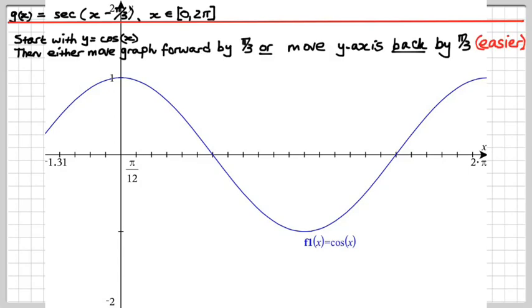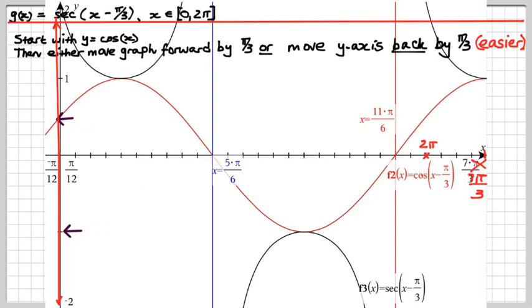Okay, so we either move the graph forward by pi on 3, which is an awful lot of trouble to do, rubbing out things and doing it all again, or we just move the y-axis back by pi on 3, which is easier. All right? Watch this, my children. 1, 2, 3, 4, kaboom! It's a very nice little trick, isn't it?